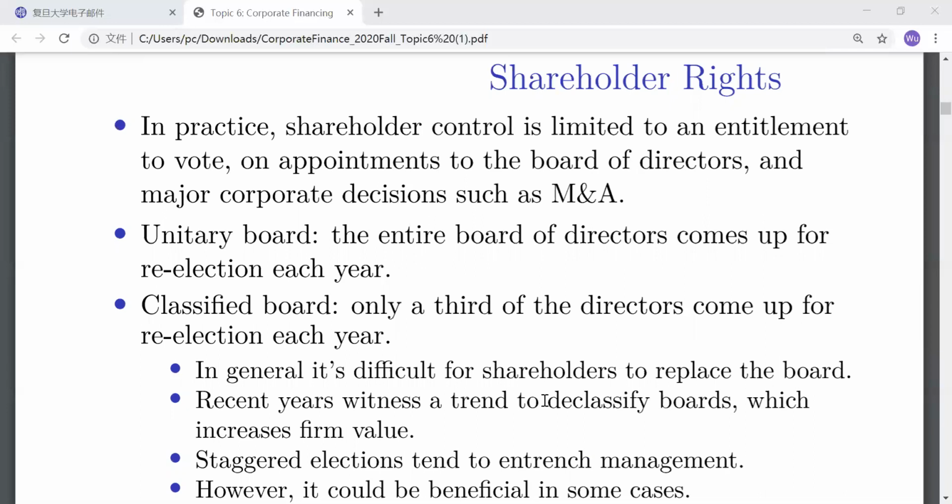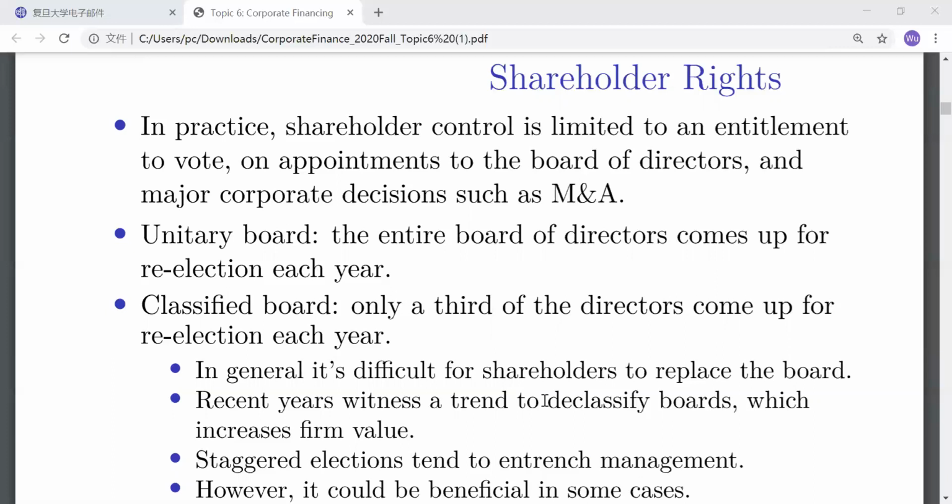And how about shareholder rights? In practice, shareholder control is limited to an entitlement to vote on issues like appointments to the board of directors and major corporate decisions such as mergers and acquisitions. In general, in the US, there are two kinds of boards, unitary boards and classified boards. A unitary board is the case where the entire board of directors comes up for re-election each year. And what are classified boards? In classified or staggered boards, only a third of the directors come up for re-election each year.